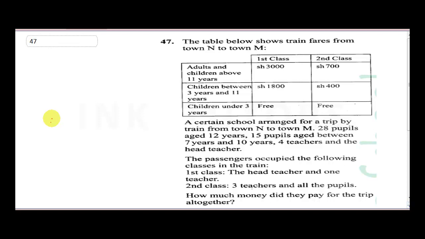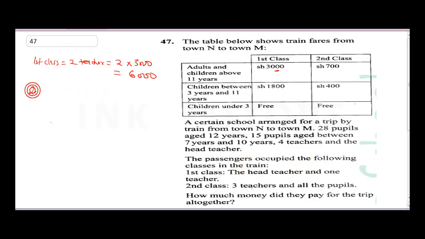Okay, now to solve this question, let's know how they entered. It says the first class. Remember, first class is for adults and children above 11 years. This one says the head teacher and 1 teacher. Any adult that enters first class pays 3,000 shillings. So for first class, 2 teachers, which will be 2 times 3,000 shillings, and that gives us 6,000.